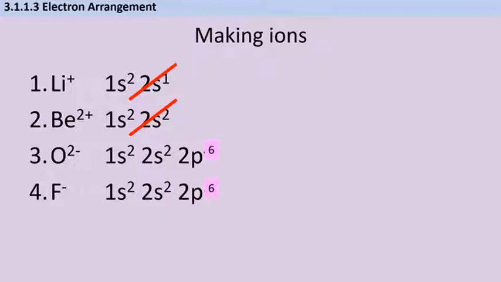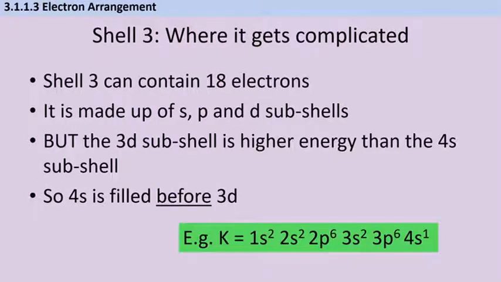For oxygen and fluorine, they're forming negative ions, and that means they need to gain electrons, and they're going to gain electrons until their 2p subshell is full. So for each example, we end up with 2p6. Now this all works beautifully and straightforwardly until we get to shell 3, and this is where it starts to get complicated and there are some extra rules you need to be familiar with.